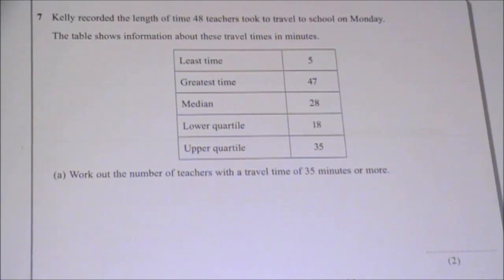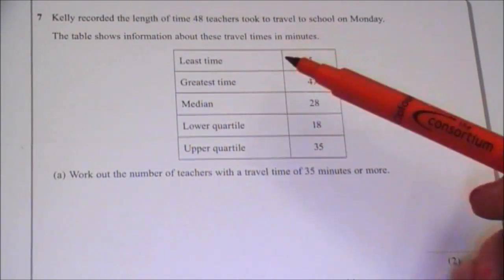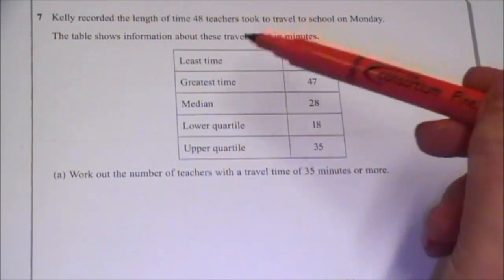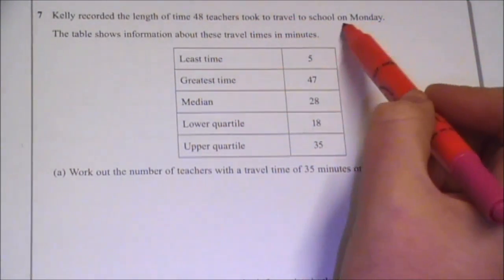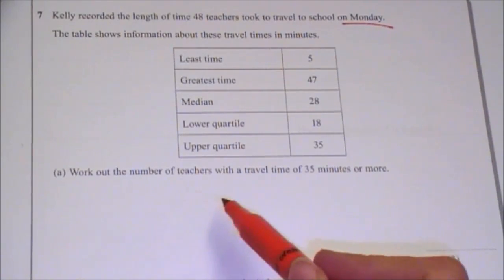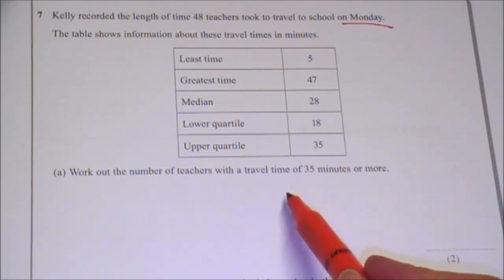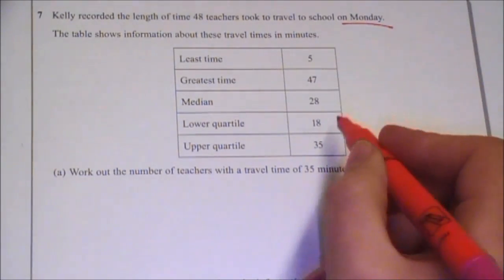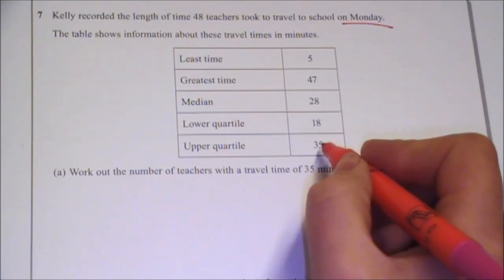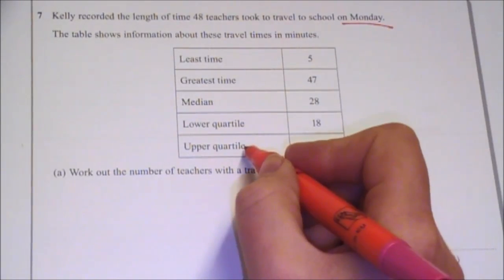Question 7 is a box plot question. Kelly recorded the length of time 48 teachers took to travel to school on Monday. The table shows the information about these travel times in minutes. So this here is the information for Monday. Work out the number of teachers with a travel time of 35 minutes or more. Now, there's 35 minutes or more, and that relates to the upper quartile.